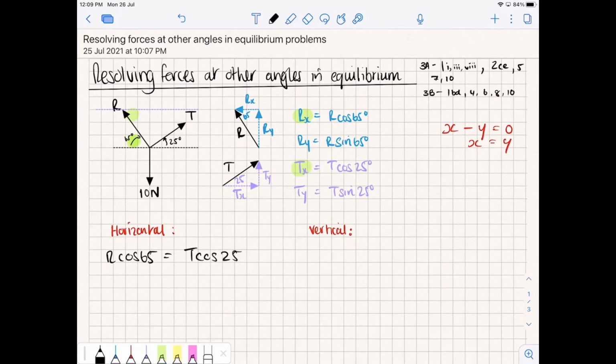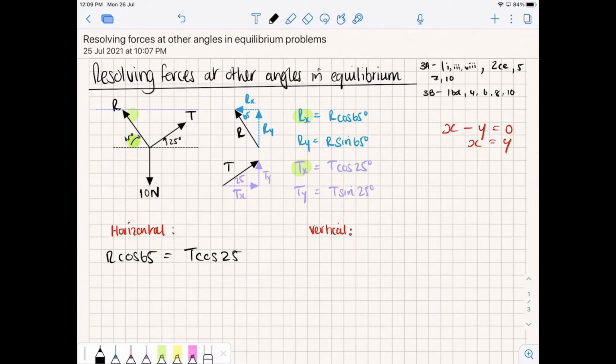So there's my 1, right? I've got two unknowns. So in my head, I'm thinking I'm probably going to have to solve simultaneous equations, okay? Let's think about the vertical components now. We've got 3 vertical components. We've also got the vertical component of that 10 newtons going down.